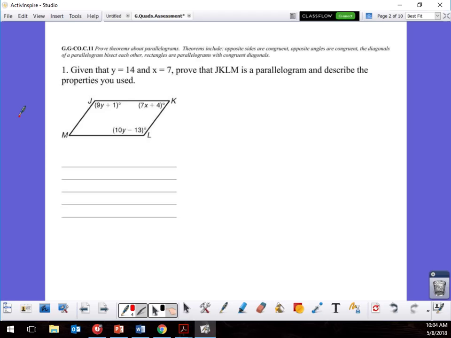This is the quadrilateral review. So quadrilaterals.